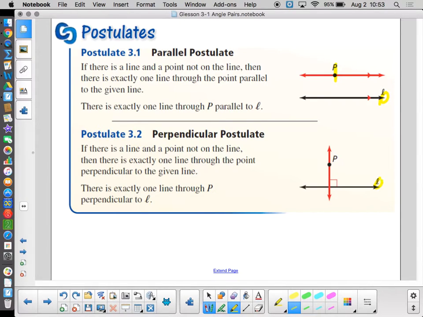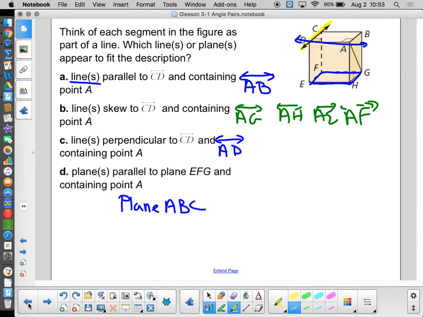Exactly one. Same thing with perpendicular. The exact same situation. I got the line L. I got the point P not on L. How many lines can I draw through P so that the new line is perpendicular to the original line? Just one. What did we see? How many lines were there parallel to a given line, in a given point? We had one. How many lines perpendicular to a given line containing a certain point? Just one. So we already demonstrated that. And that's pretty important.